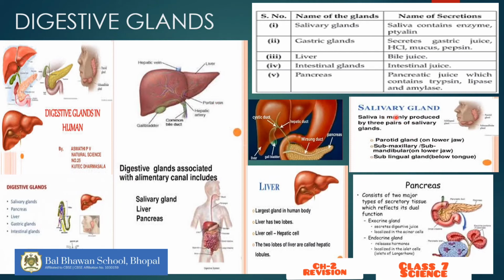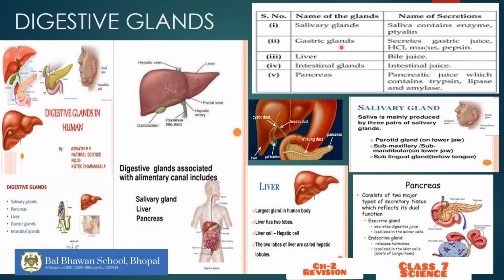Coming to the salivary gland, we already discussed. Mainly we have three pairs of salivary glands which are located in the mouth cavity. These salivary glands give out saliva which contains an enzyme called salivary amylase or ptyalin. This salivary amylase or ptyalin breaks down starch, and starch then changes into maltose.